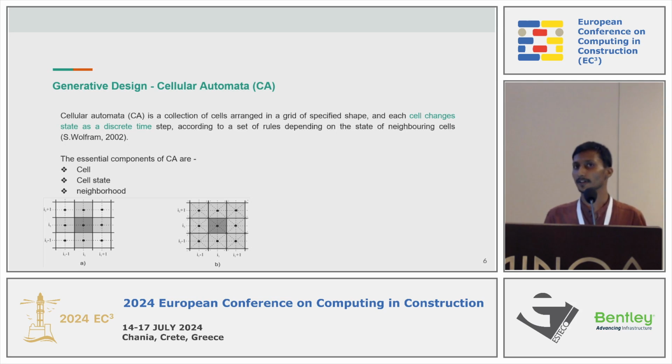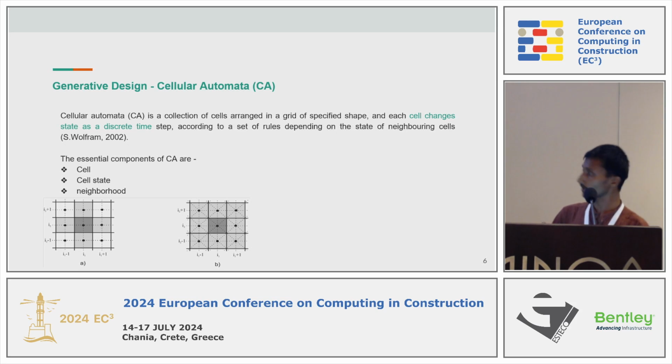Cellular automata is a generative design technique. There are 3 components to this: one is the cell, one is the cell state, and then there is the neighborhood of the cells. How it works is that cellular automata is a collection of cells arranged in a grid of a specific shape, and each cell changes state at discrete time steps, based on a set of rules on the neighborhood conditions, or the states of the other cells around any automaton.